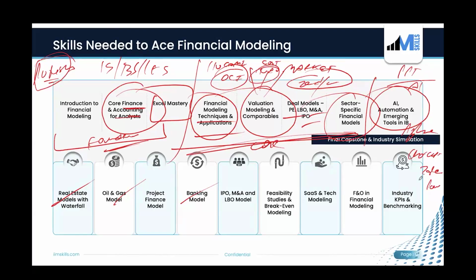Gone are those days when Power BI and Tableau were only restricted to data analytics and PowerPoint was only restricted to report writing. Today's financial modelers need to have this knowledge so that they can make real-time meaning out of their financial models.